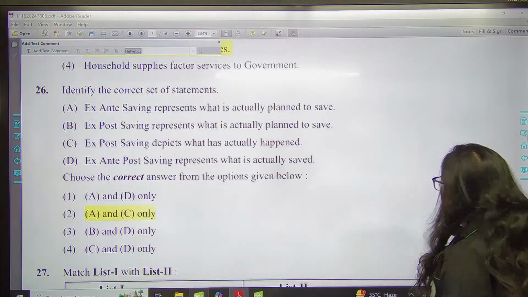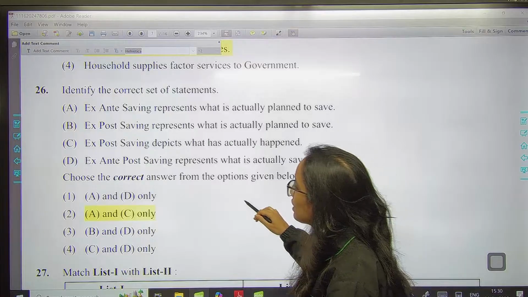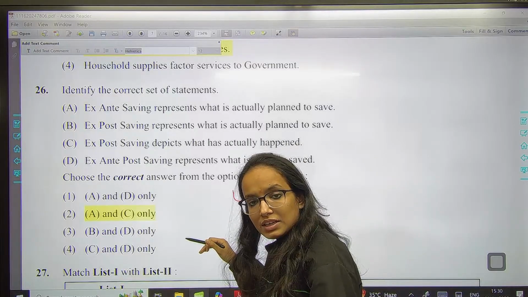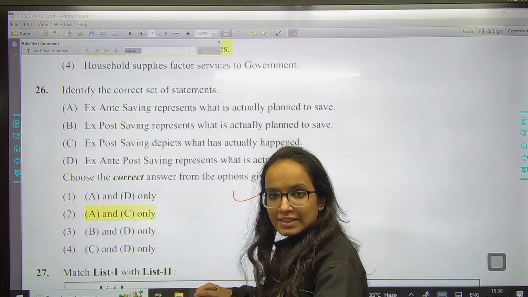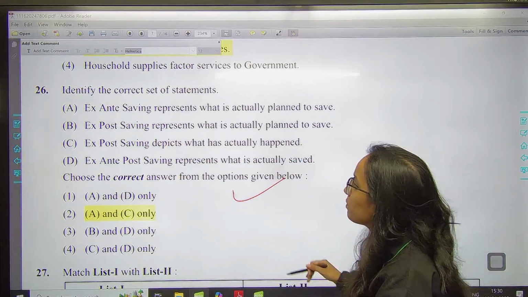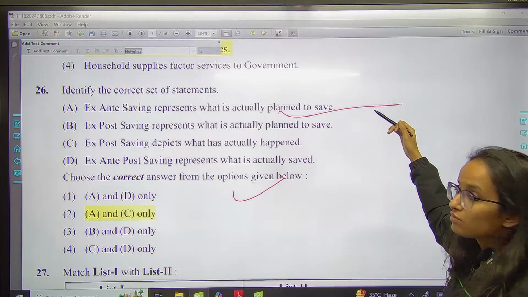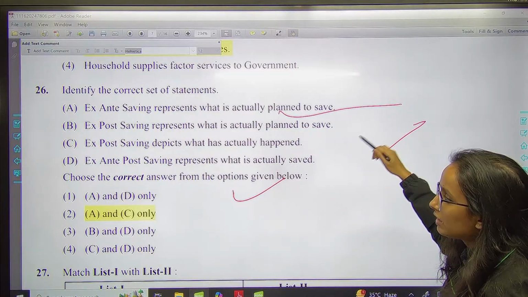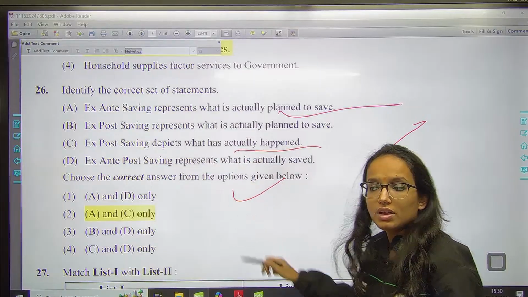Then next, they have asked the difference between ex ante and ex post again. So what is ex ante? Which is future, what is expected to happen. Ex post is what has happened, right? So A and C would be correct. Ex ante saving represents what is actually planned to save, and ex post saving depicts what has actually happened.